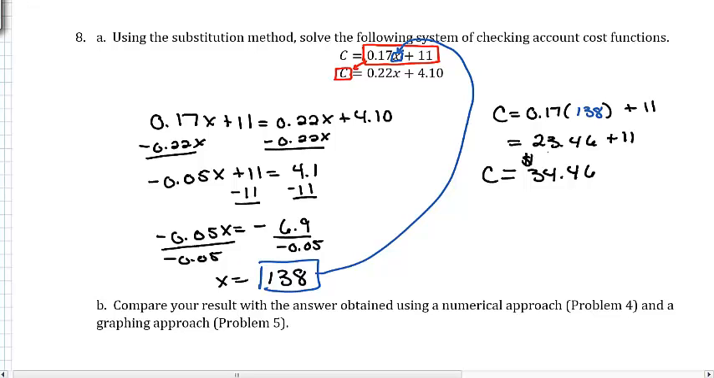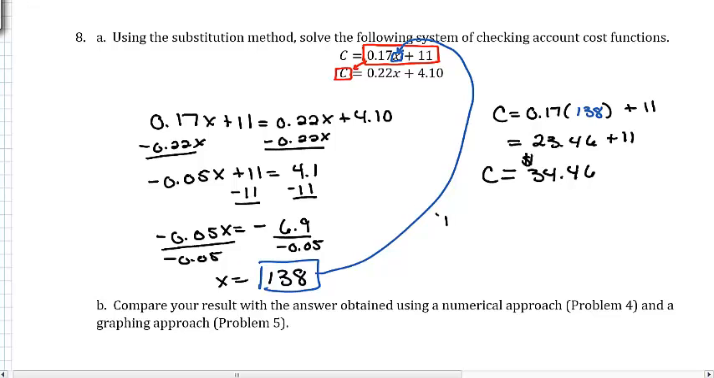Okay, so remember, this was somebody starting up a small business or something like that, and they were looking into two different accounts, a basic account and a regular account, and so this is where both of those accounts will cost the same, if you make 138 transactions in a month, and your total cost then would be $34.46. So I'll just write that out.